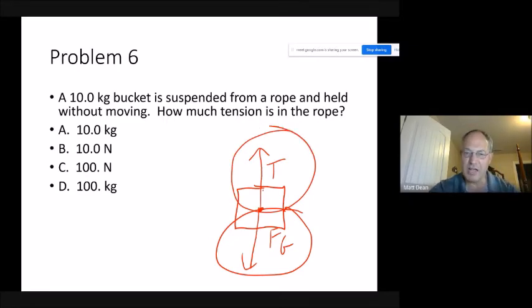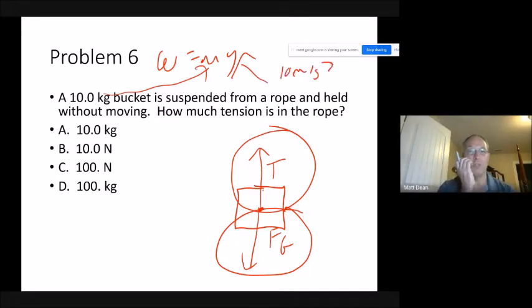So the force of gravity is the weight of the bucket. Again, some of you are going to be quick to put 10 kilograms here. Remember, that's not a force, that's a mass. So we have to go to weight equals mg, and we're going to take 10 kilograms for the mass, and g is 10 meters per second squared. And we end up with a weight, force of gravity, of 100 newtons acting down.